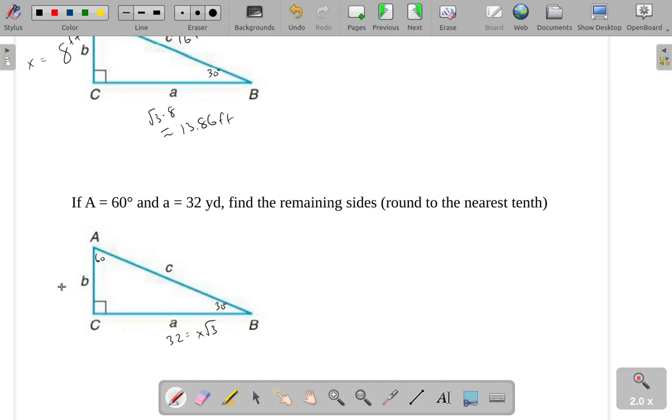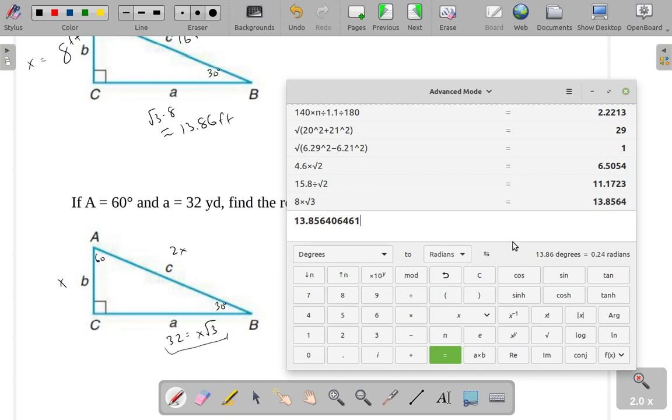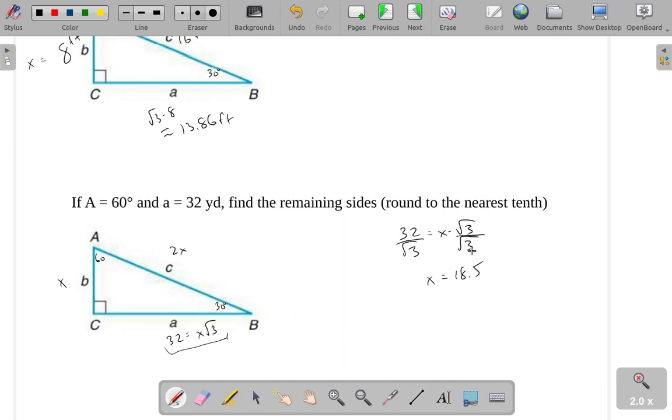We still need to find the remaining two sides, though, of this triangle. But fortunately, we know that this would be x and this would be 2x if only we could find x. Well, this right here can tell us what x is. 32 equals x times the square root of 3. If I want to find what x is, that means I have to divide both sides by the square root of 3. So this gives me x is equal to, approximately, it says round to the nearest tenth, 32 divided by the square root of 3 is 18.5. That would be this side, 18.5.